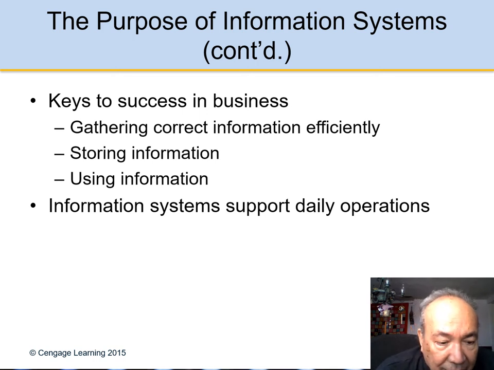Now, the purpose of information systems. What is the purpose? Key to success in business. You want to be successful in business. What is success in business? Making profit. Making profit means the customer is buying your product. Now, how do you do this? Gathering correct information efficiently. Efficiently means faster. Fast. Okay. Then, after gathering the information, you can store the information in your computer. And then you can retrieve the information so that you can use it.